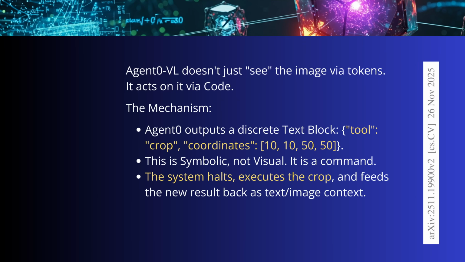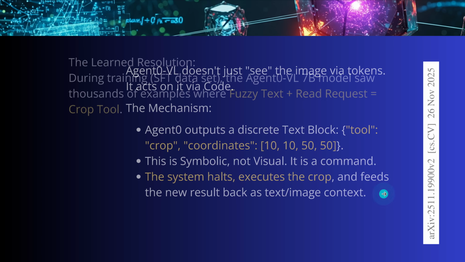But I just want to give you this feeling. What is it? This Agent0 doesn't just see the image via the tokens, it acts on it only via code. So if the agent outputs discrete text blocks, hey, use a tool, use the crop tool, give them the coordinates, these are the coordinates. This is just a symbolic command. No, this is nothing visual. This is a command that the system holds, executes the crop tool use, and feeds the result back to the context.